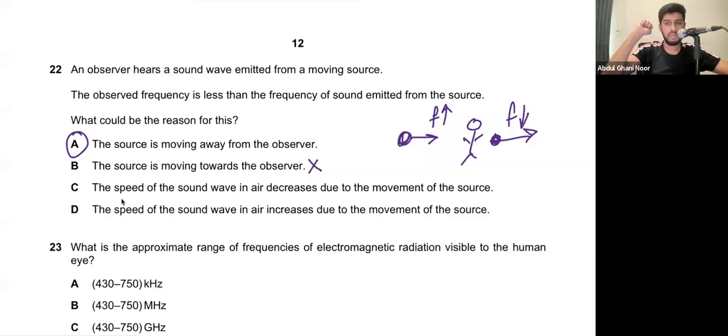Yes, Hatim. सही. तो क्योंकि यहाँ पर frequency कम है as opposed to the actual frequency, I know that the source is moving away, Talal. Okay. अगर ये moving towards होता, the observed frequency would have been more.